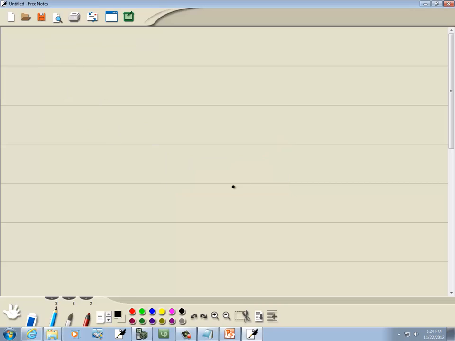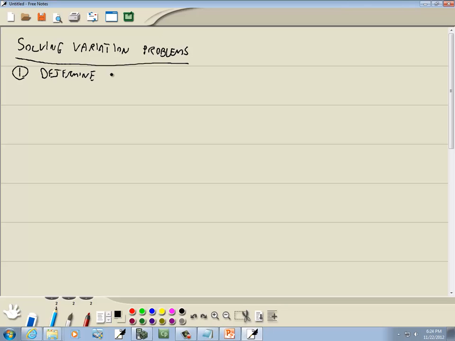Let me start a new page here. And let's take a look at solving variation problems. Our first step is to determine the type. There's direct variation, which is of this form. Y is equal to kx.